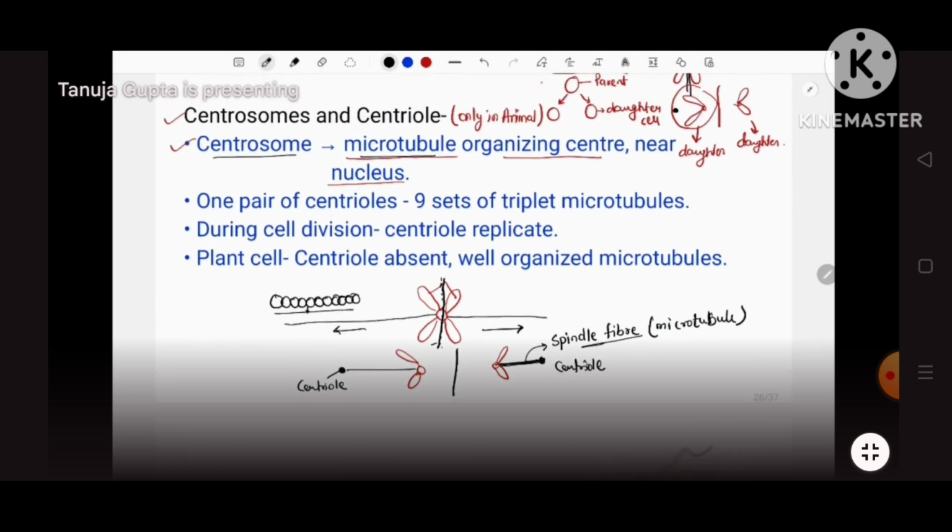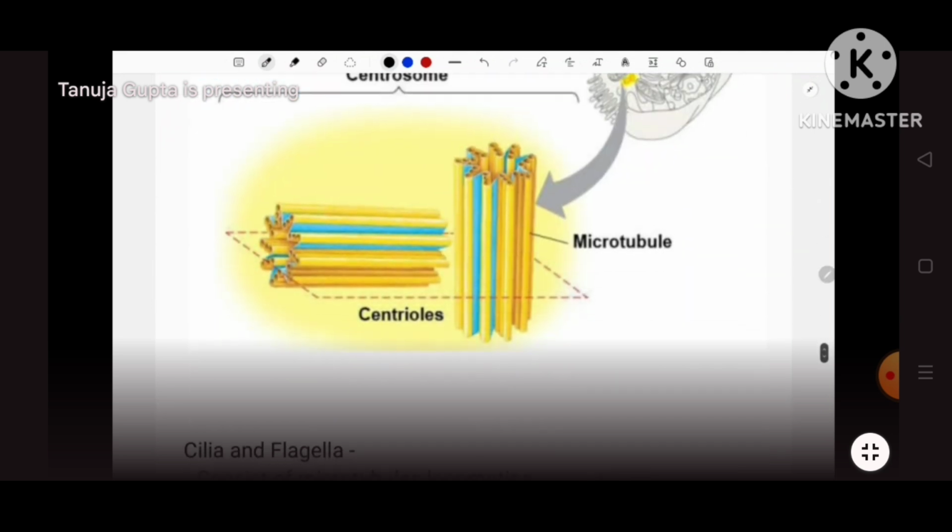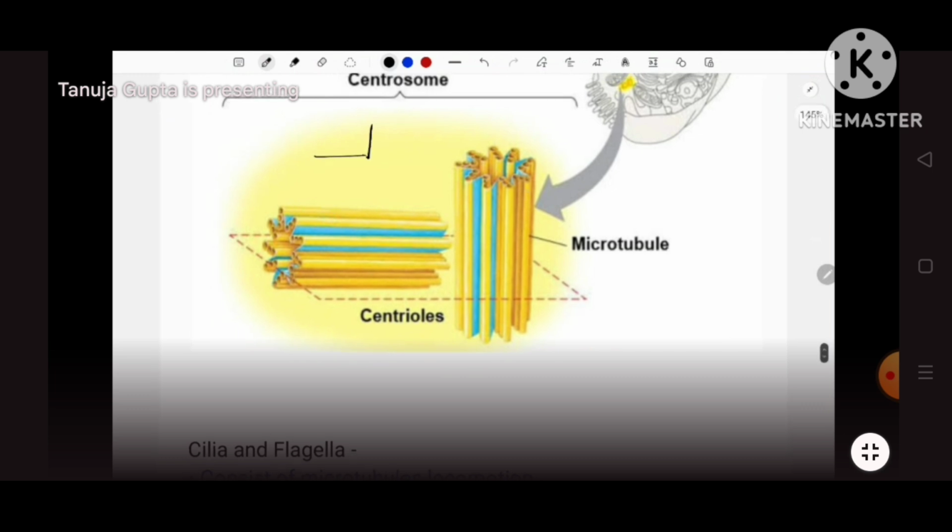Got it? Now let's have a look at the centriole. There is one pair of centrioles always in a centrosome. How many centrioles? Two centrioles are always there. One more thing I told you: these are always present perpendicular to each other, at a 90-degree angle. Now, the structure of a centriole is 9 sets of triplet microtubules. What does it mean? Let me show you. It is always present like this, at right angles to each other, so there are two centrioles over here.